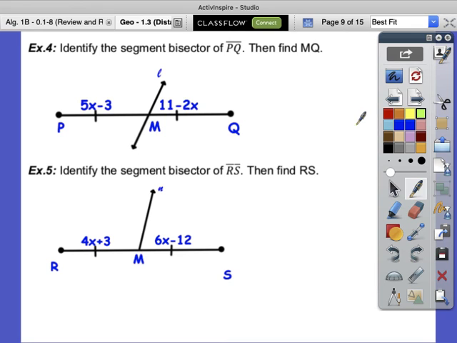Alrighty. Okay. So on example 4, we're supposed to identify the segment bisector of PQ, then find the measure of MQ. So what is bisecting segment PQ here? What is cutting it in half? Line L. Line L is cutting this segment PQ in half. So what is the segment bisector? Line L. Here's how I can write that. I'm going to abbreviate it because I'm lazy. Seg is segment, and I'm going to say bisector is bis. Segment bisector is seg bis line L.